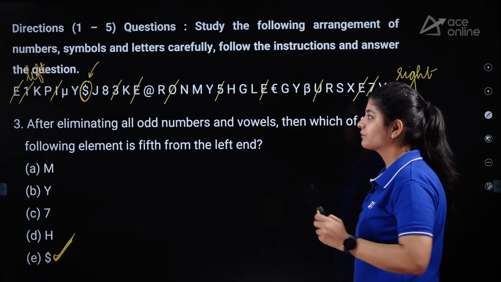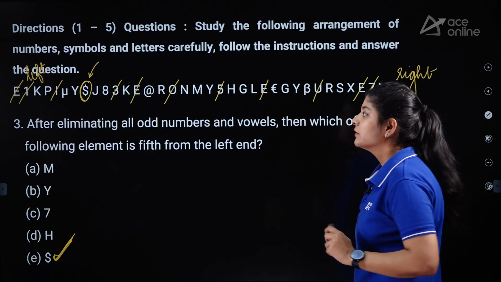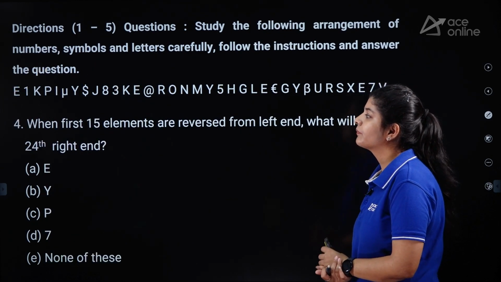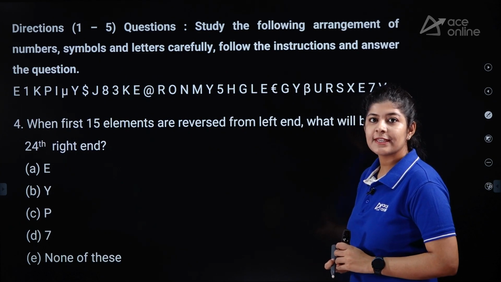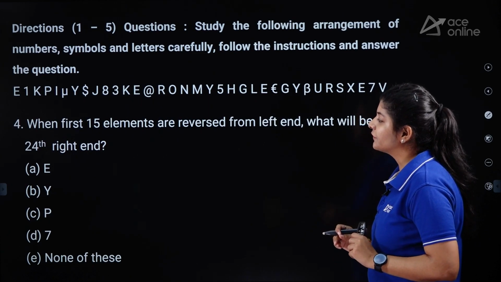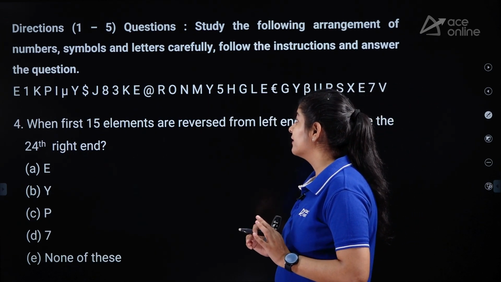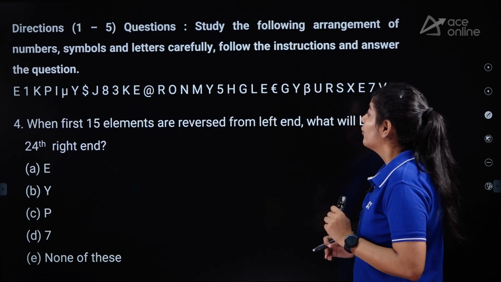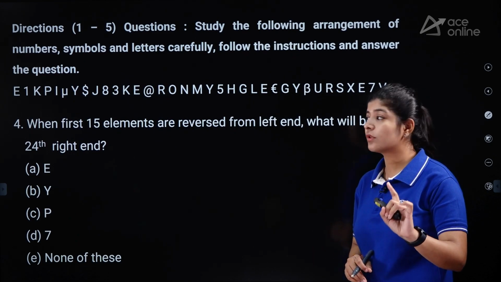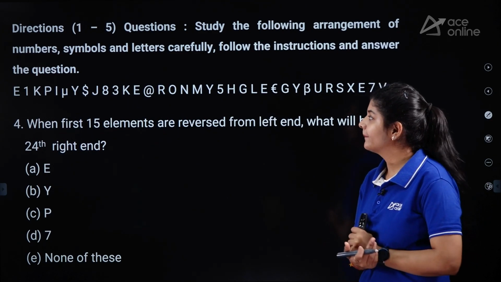Is it clear? Okay. Now the next one. Let's see what is the next question we are having. So the next question says that if the first 15 elements are reversed from left end, what will be the 24th from right end?